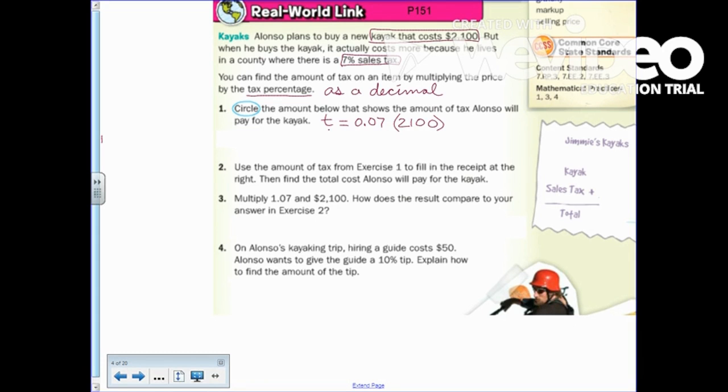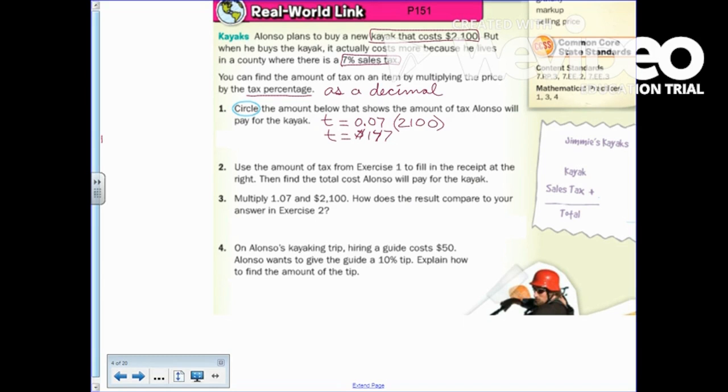And so we multiply those together, and I pull out my handy dandy calculator, which I should have had ready before I started recording this, and I multiply 0.07 times 2100, and I get $147. That is my tax. That sounds like a lot, but it's a larger purchase of $2,100, so it's going to be a little bit higher. The bigger the price of the item that you buy, the more tax you end up paying.